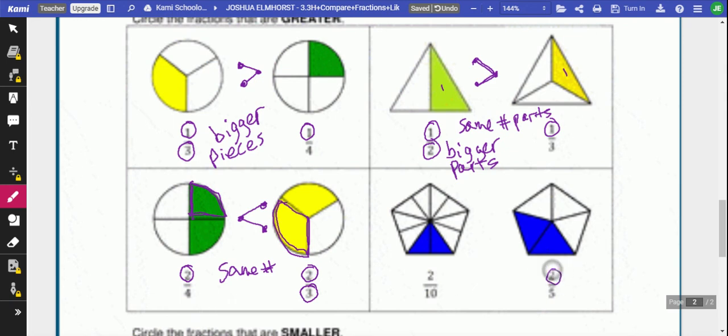And we can see the same thing over here as well, same number of parts. So these are bigger. Let me write that in there real quick. And these are bigger pieces here. The fifths are bigger than tenths. Okay, so the bigger pieces are going to get 2 dots. And we should be able to finish those up and get it turned in.